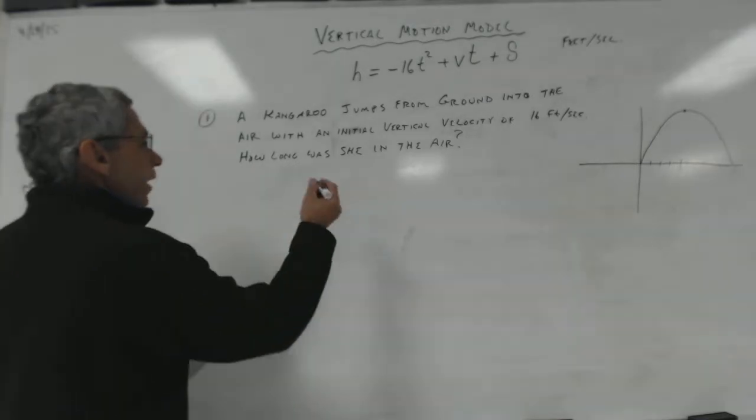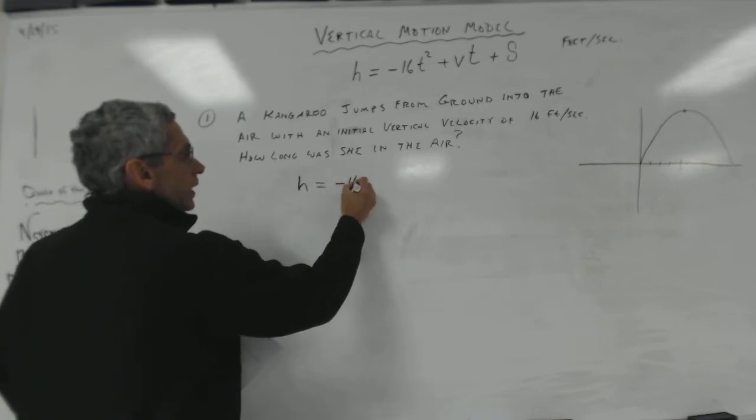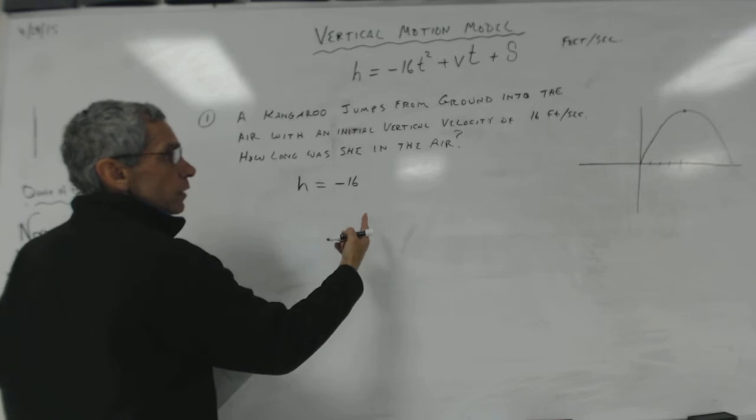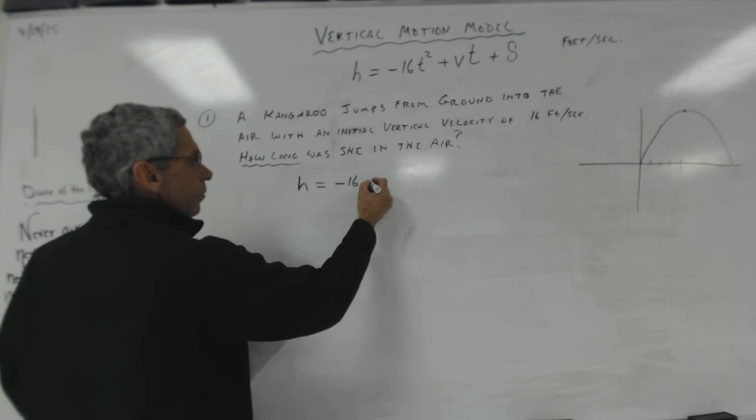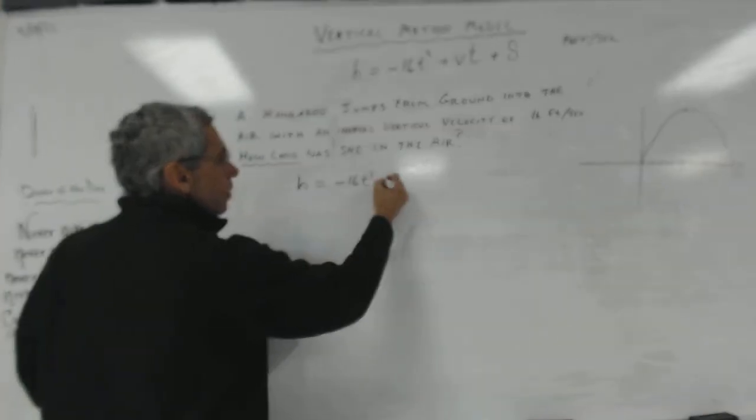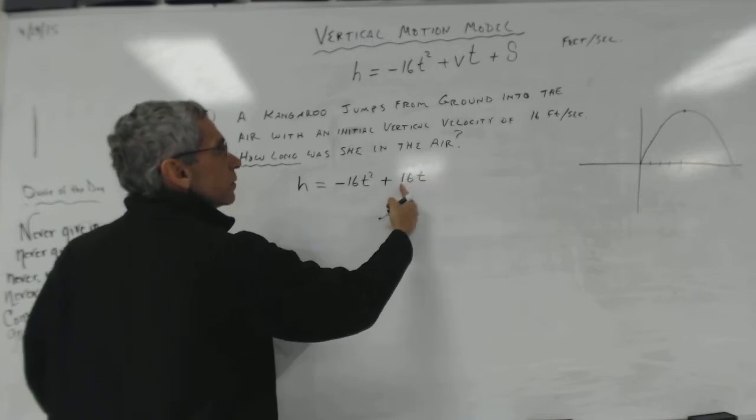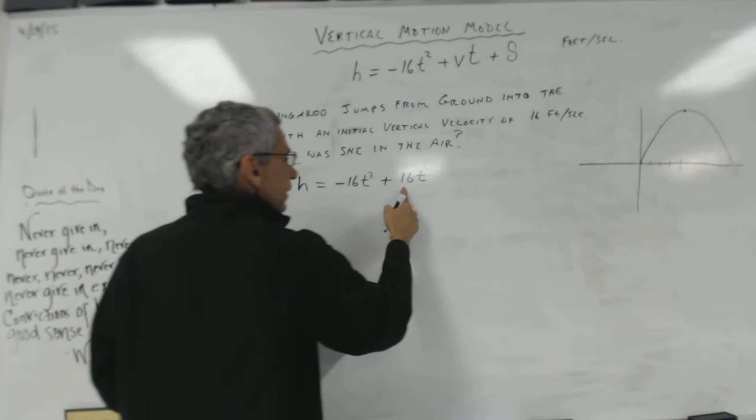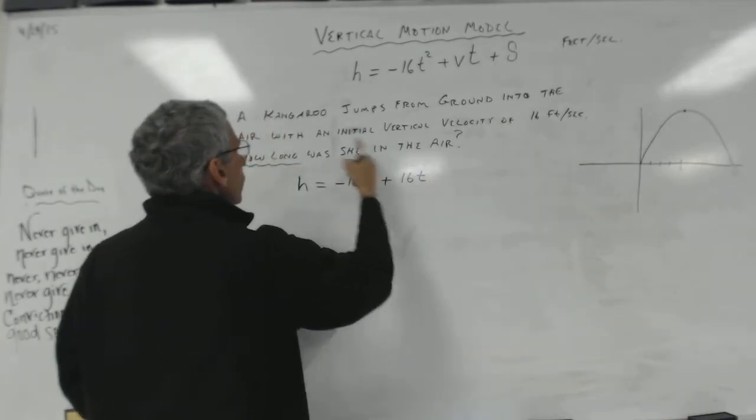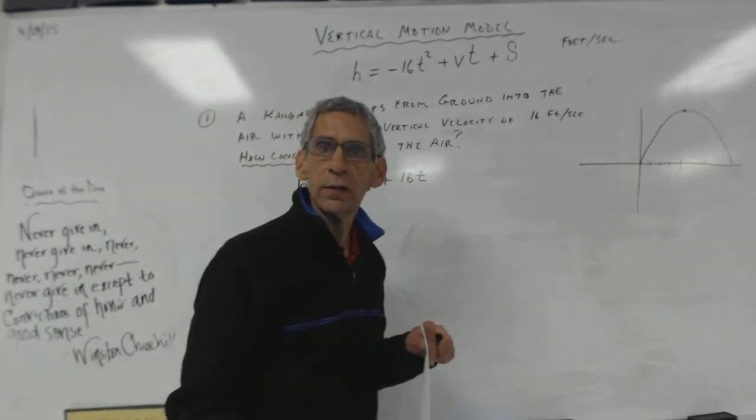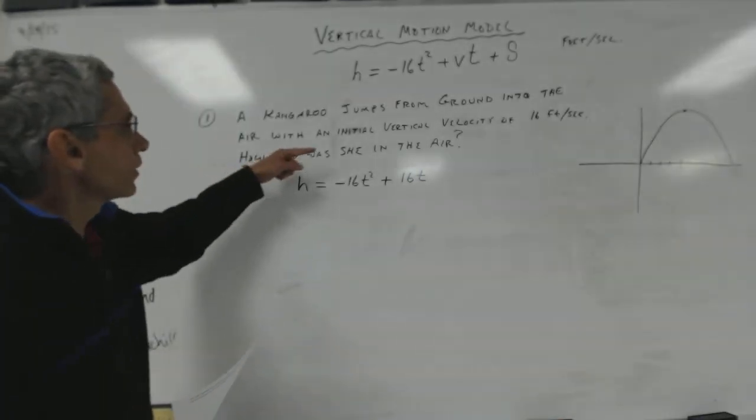So, okay, we're going to write our formula. h is equal to negative 16. Now we don't know the time, do we? That's what they asked us to find. So negative 16t squared plus what? 16t, right? My vertical velocity is 16t. Now what's my starting height? 0. She started from the ground. That's 0, right? So I'm not going to say anything else. That's it.